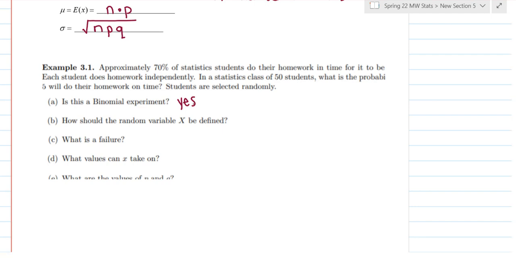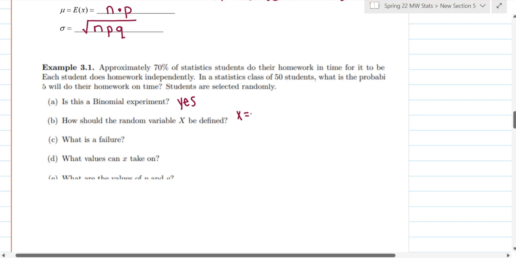Okay, how should we define the random variable x? So x is going to be how many, what we're looking at. So what we're looking at in these 50 students is how many students do their homework on time. So x is going to be the number of students that turn in their homework on time.